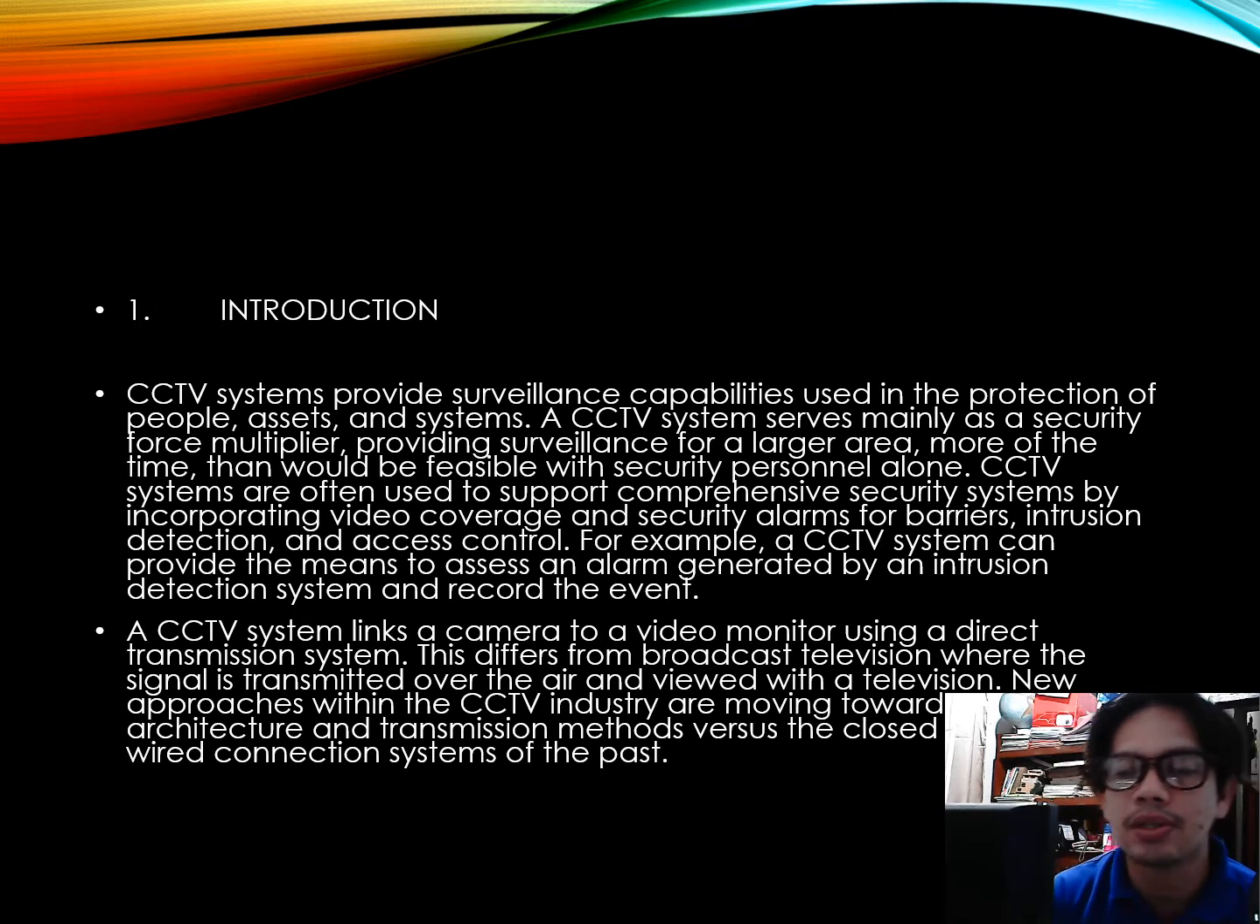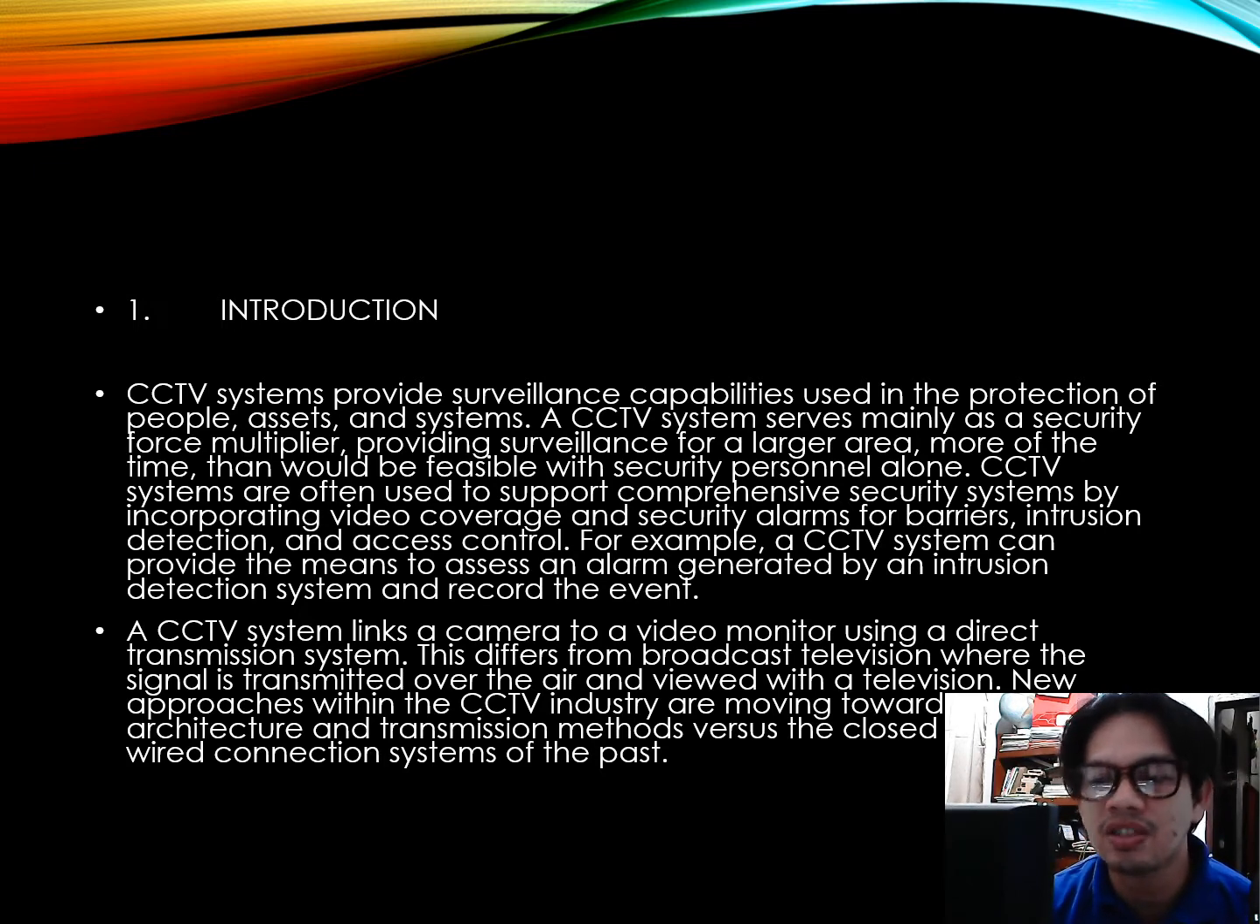A CCTV system serves mainly as a security force multiplier. It is to record the events, especially when an accident or incident happens. This is also proof of evidence, providing surveillance for a larger area, more of the time than would be feasible with security personnel alone.